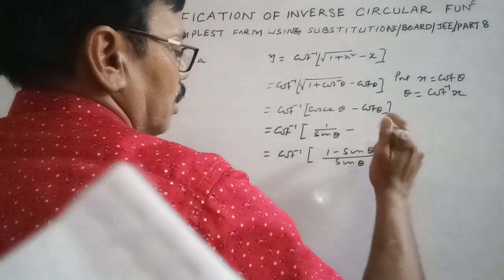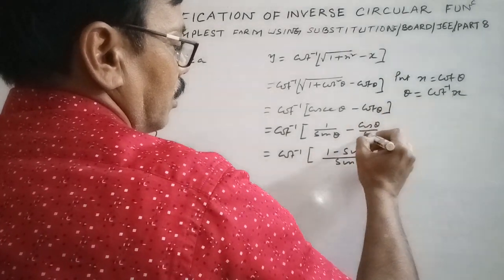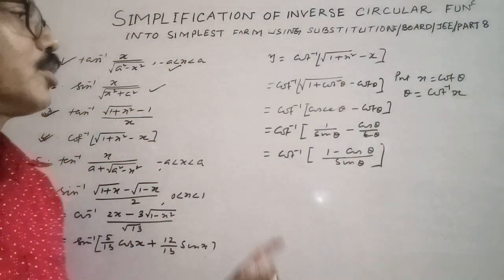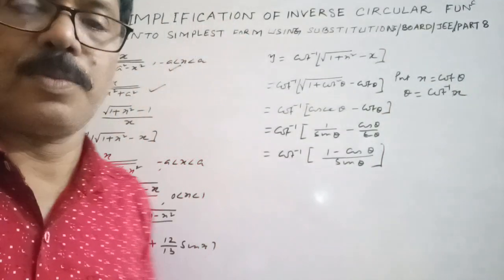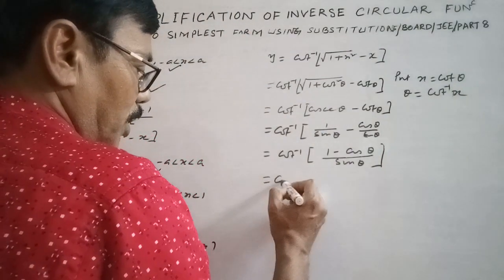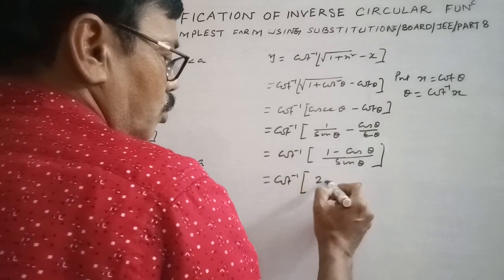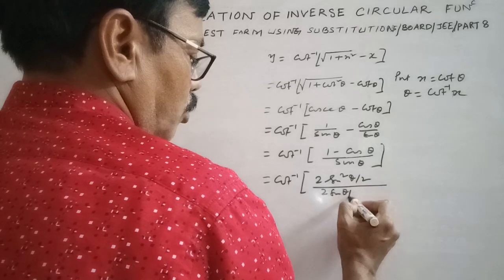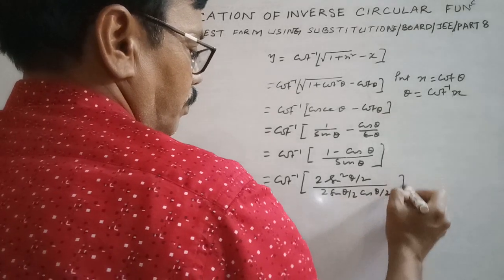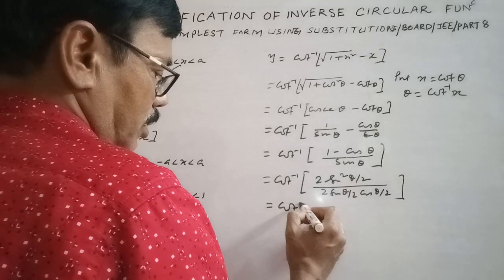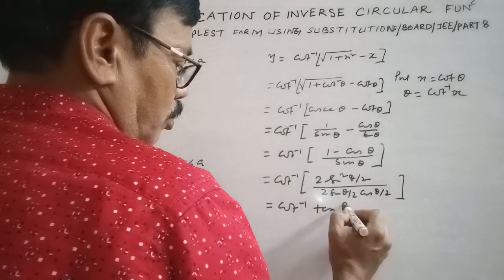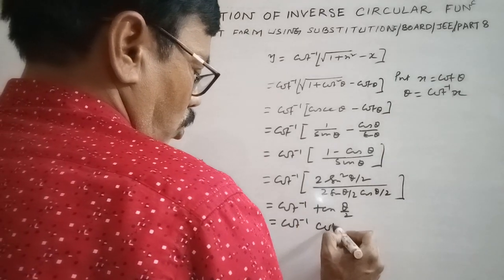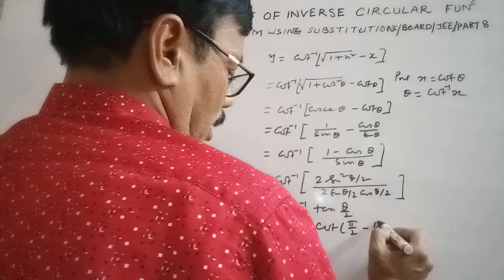So this is cos theta by sin theta. So 1 minus cos theta by sin theta. Sorry, this is x. Now cot inverse of 2 sin square theta by 2 over 2 sin theta by 2 cos theta by 2. So cot inverse of tan theta by 2. Now cot inverse cot of pi by 2 minus theta by 2.